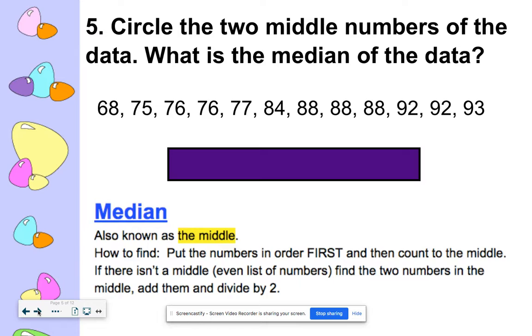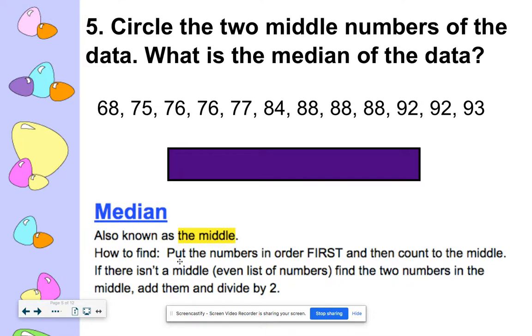Question number 5 is asking you to circle the 2 middle numbers of the data. They want you to find out what is the median of the data. So let's come down here and read the definition of median. It's also known as the middle.